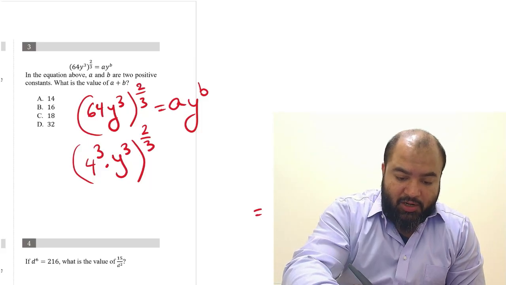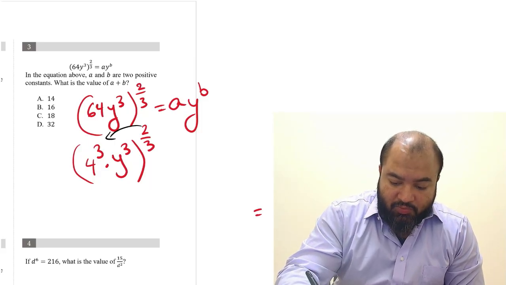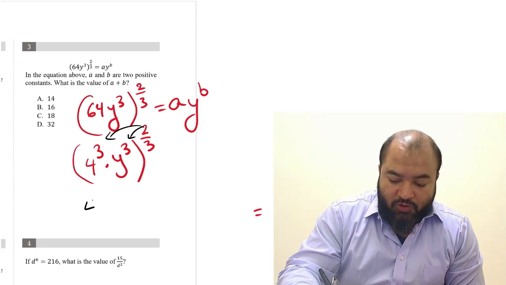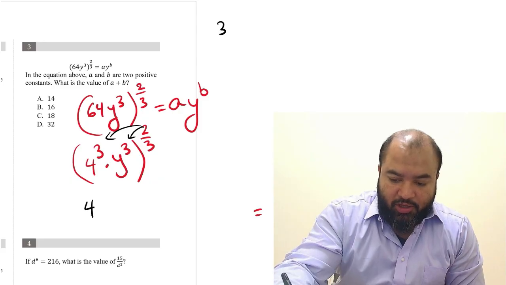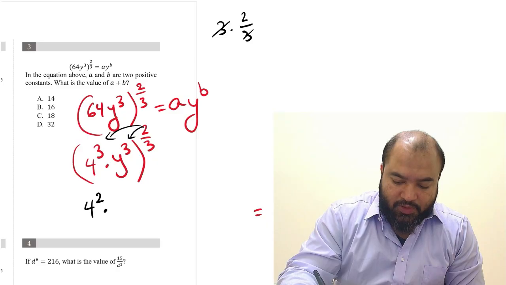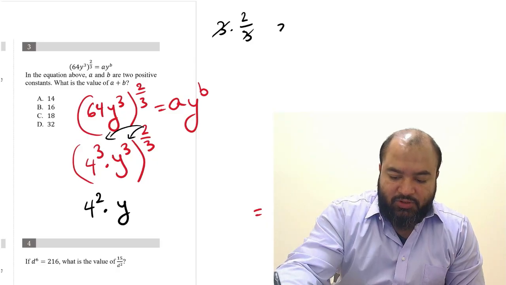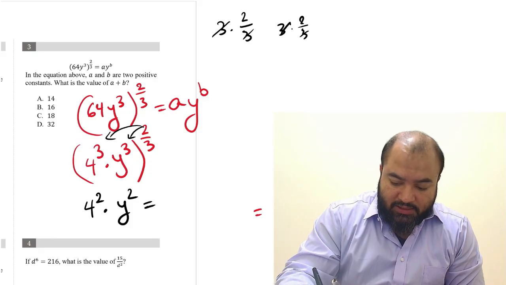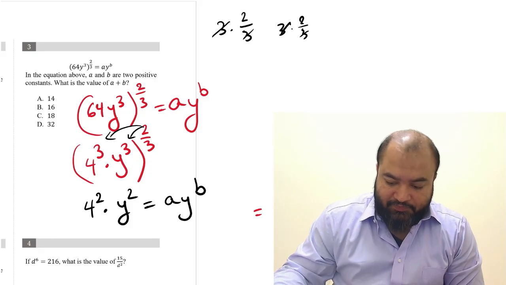Now, this power, I'm just gonna multiply into both, like distribute. So 4 power 3 times 2/3, let's do it on the side. It's just 2 times y power 3 times 2/3 is also 2, equal to a y power b, right?